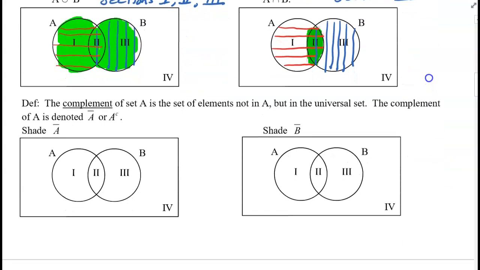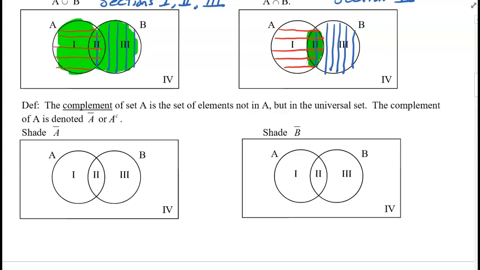Another vocabulary word is complement. In geometry, two angles that add up to 90 degrees are complementary. In sets, the definition of complement is everything that is not in A. And I'm going to underline that. There are two different notations. Some people use A with a bar over it. Other people use A with a superscript of C.